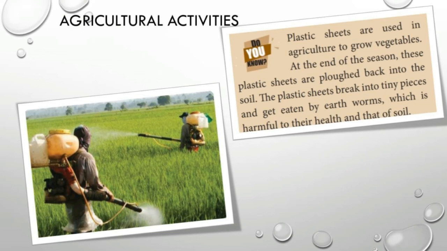And do you know plastic sheets are used in agriculture to grow vegetables? At the end of the season, these plastic sheets are plowed back into the soil. The plastic sheets break down into tiny pieces and get eaten by earthworms, which is harmful to their health and that of soil.